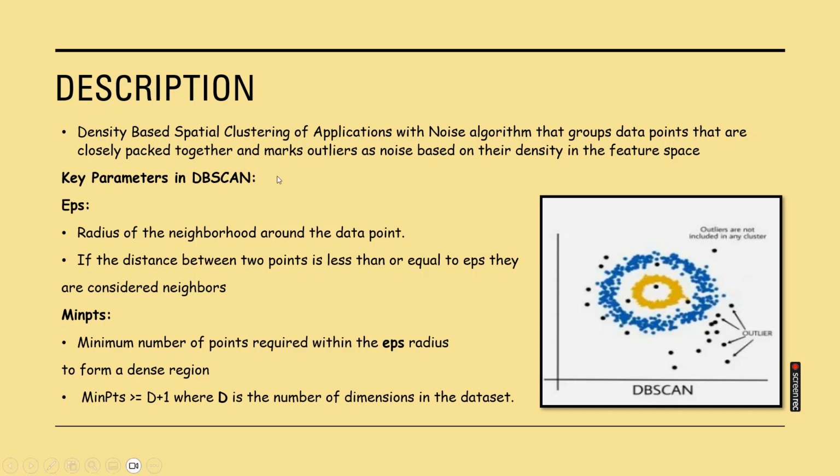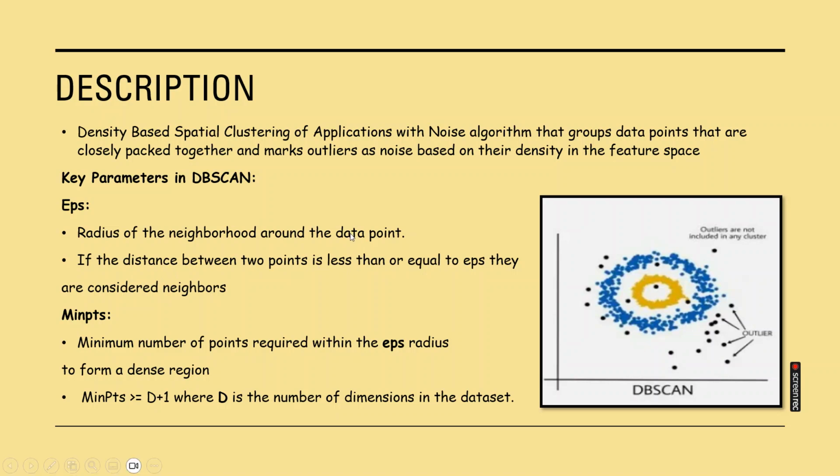The key parameters in DBSCAN are epsilon and minimum points. Epsilon is nothing but the radius of the neighborhood around the data point. If the distance between 2 points is less than or equal to epsilon, then they are considered as neighbors.